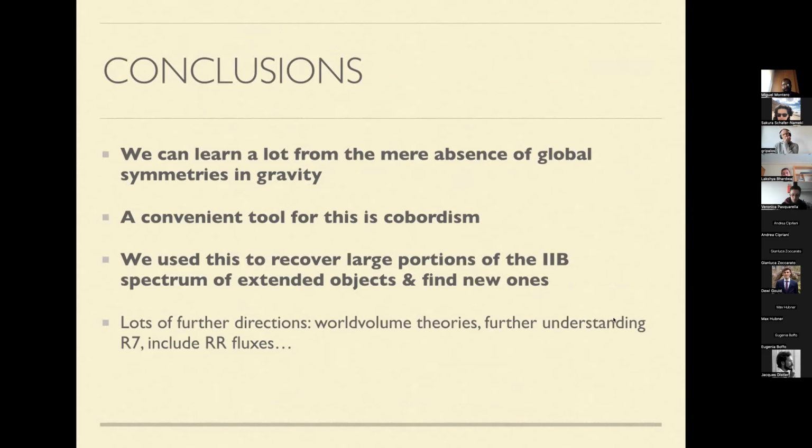I hope to have shown you, at least in one particular example, how you can learn a lot from the mere absence of global symmetries, and how a convenient tool to exploit this principle is cobordism, which we used to recover large portions of the type 2B spectrum and to find some new things.